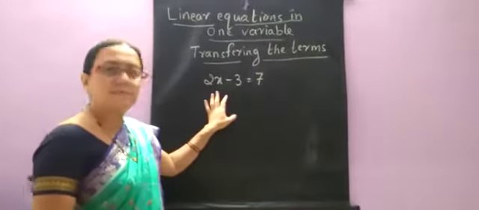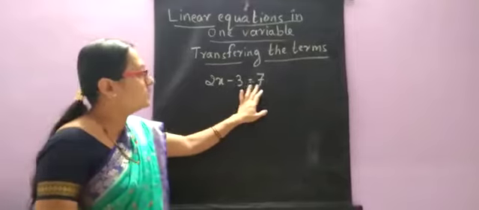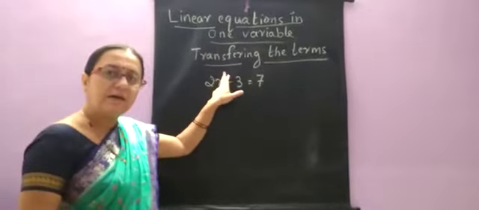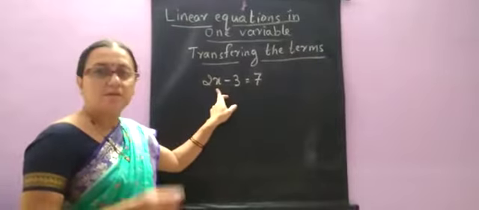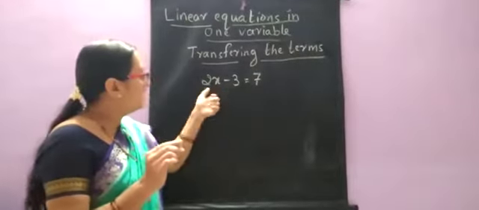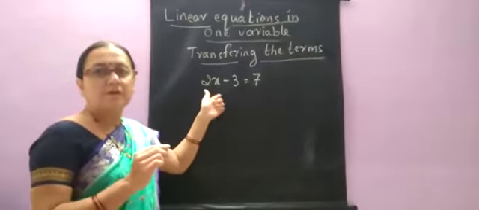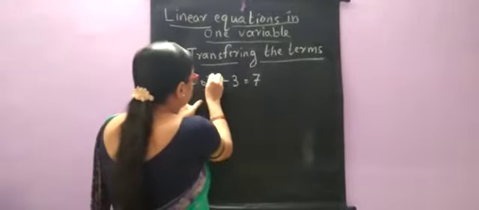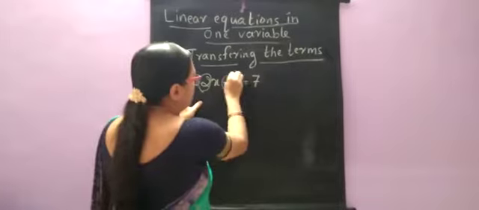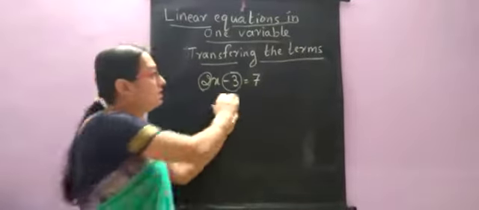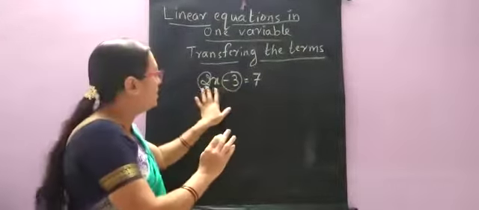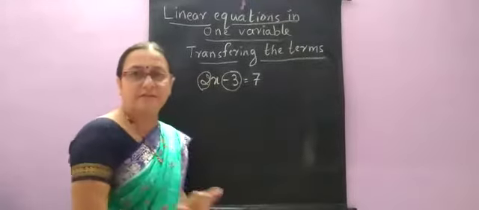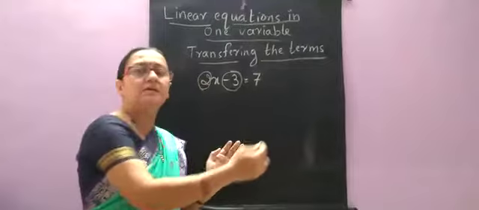Now there is an example here. 2x minus 3 equal to 7. It's a linear equation because the power of x is 1 and it is in one variable. So we have to find the value for x here. To get the value for x, we have to shift all the constants which are present with the variable to the right hand side and keep only x on the left hand side. At a time we cannot shift everything. We have to go on shifting term by term.